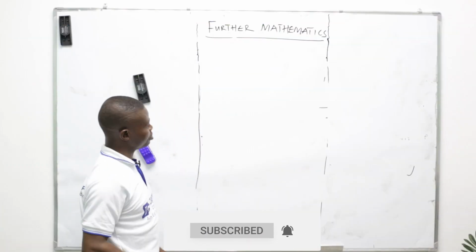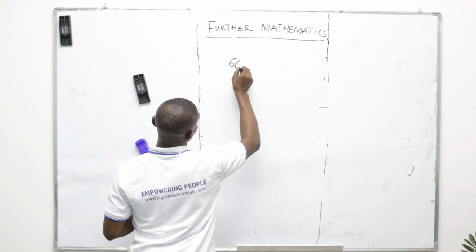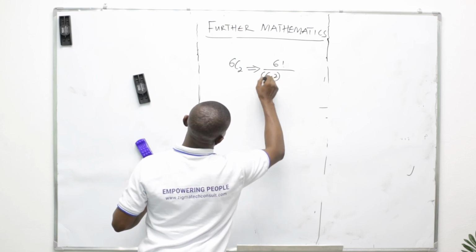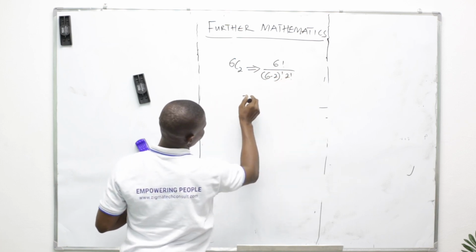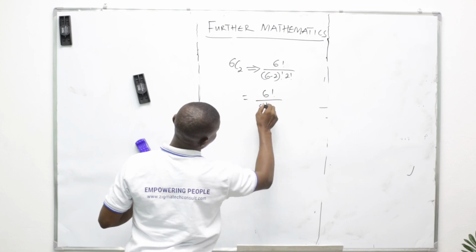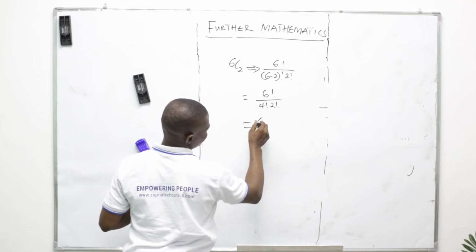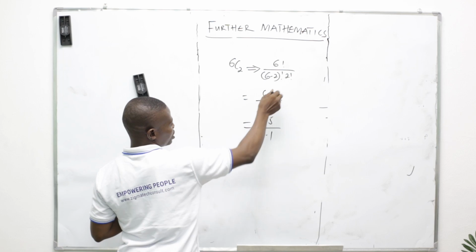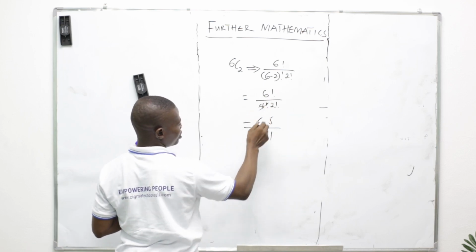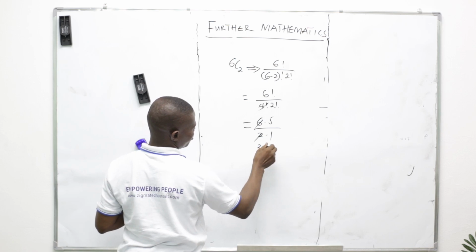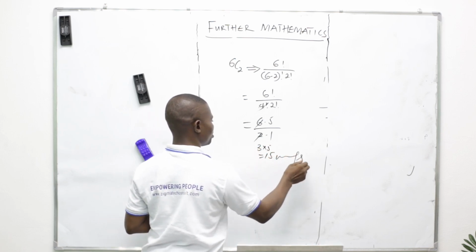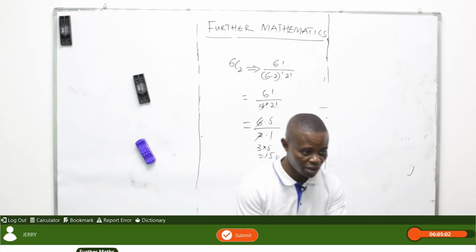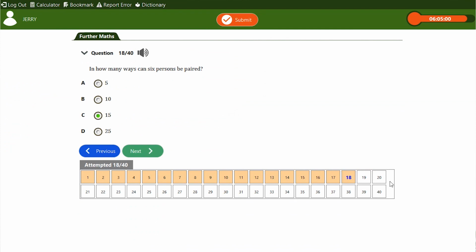6 combination 2 implies 6 factorial all over 6 minus 2 factorial into 2 factorial. This is 6 factorial all over 4 factorial dot 2 factorial, meaning 6 times 5 all over 2 times 1, because 4 factorial will take care of this here. From that end, you will have 3 times 5 equals 15 ways only. So 6 people can be paired in 15 ways. Option C.